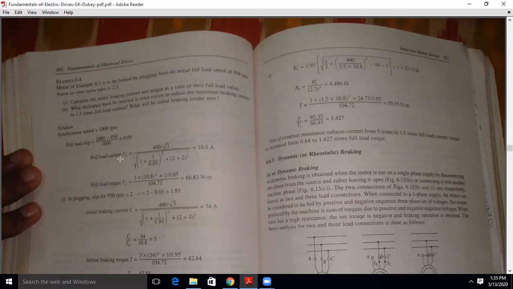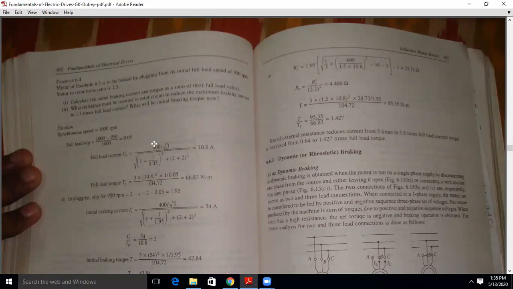So it is again the particular 1 plus 1 by 1.95 square plus 2 plus 2 square. So in this case, I dash is the initial braking current. So now full load current we can calculate. So it is again full load current.